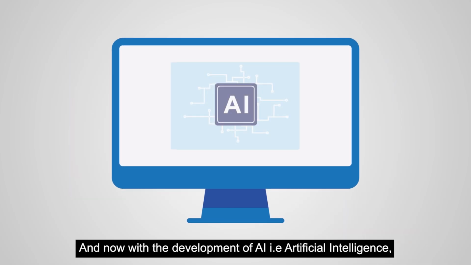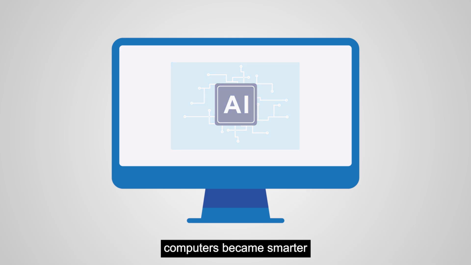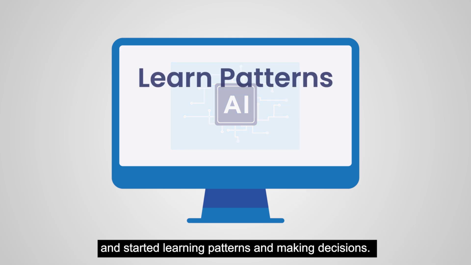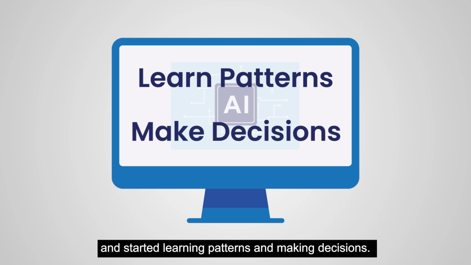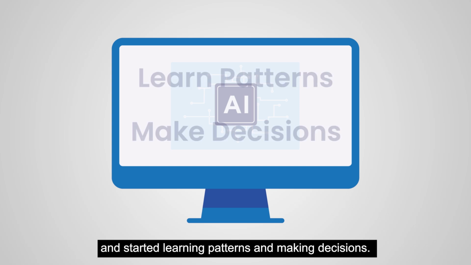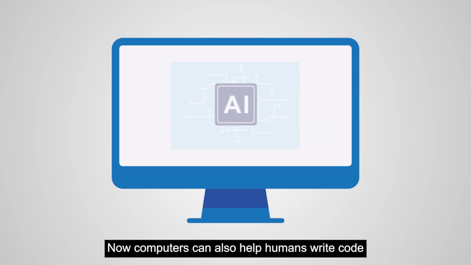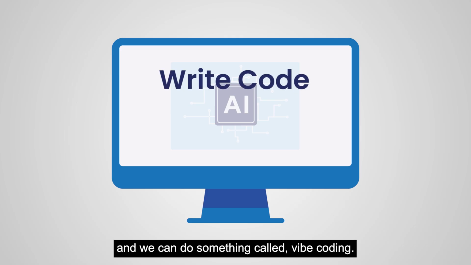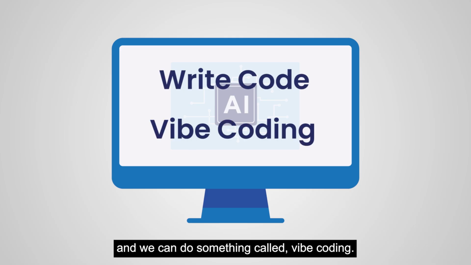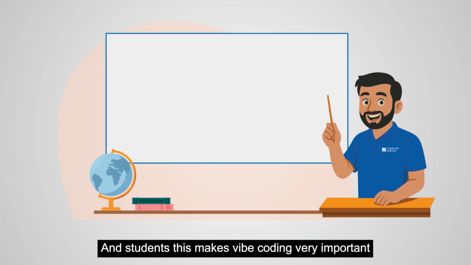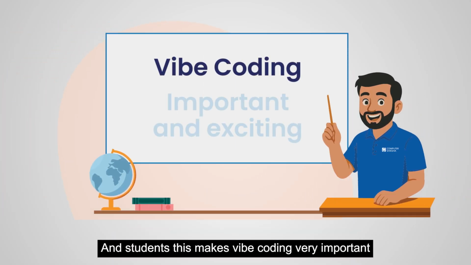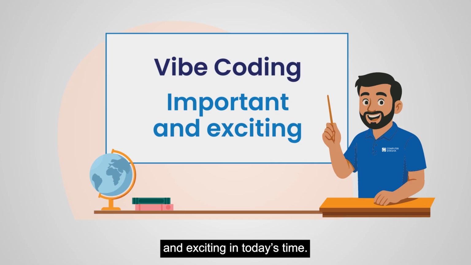And now with the development of AI, that is artificial intelligence, computers became smarter and started learning patterns and making decisions. Now computers can also help humans write code, and we can do something called vibe coding. And students, this makes vibe coding very important and exciting in today's time. This brings us to our next section.